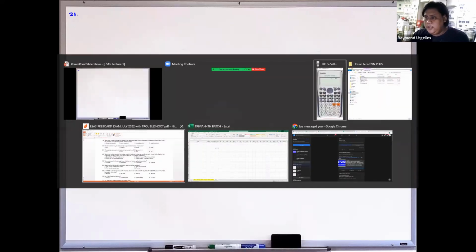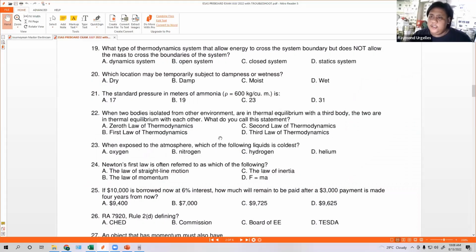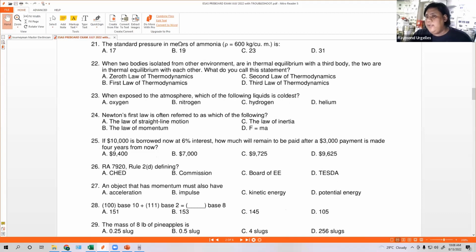So number 21, no? Okay. The standard pressure in meters of ammonia, diba? So it is blank, okay? Since the given here is meters, diba? So we know this is a height. So that means what we are using here is probably the concept of the manometer.